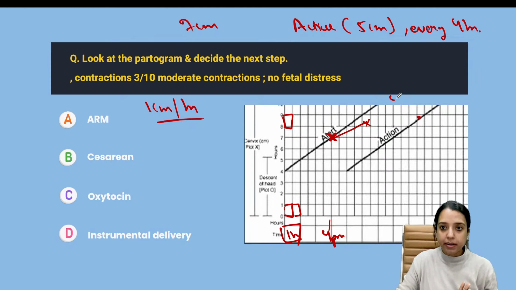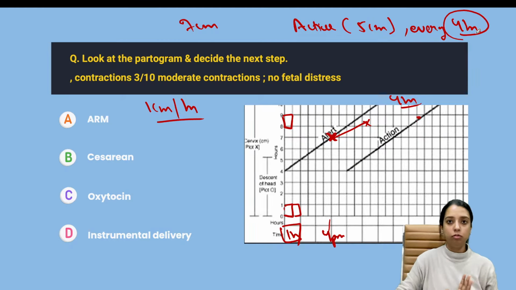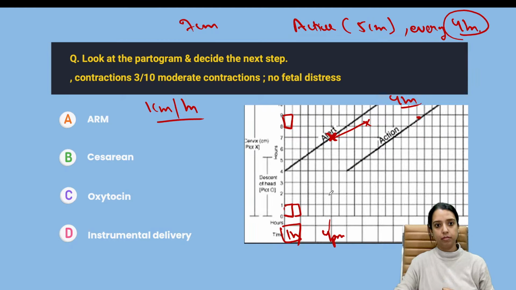Alert and action lines are separated by 4 hours. You do PV every 4 hours, no? So they are separated by 4 hours.